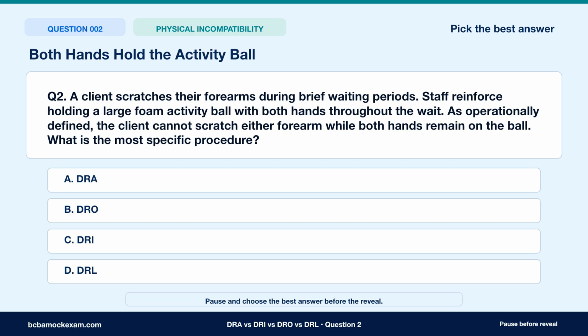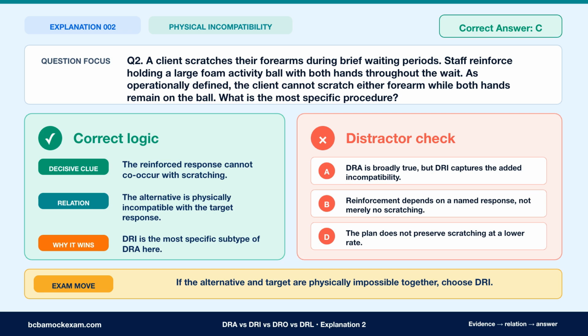Question 2. A client scratches their forearms during brief waiting periods. Staff reinforce holding a large foam activity ball with both hands throughout the wait. As operationally defined, the client cannot scratch either forearm while both hands remain on the ball. What is the most specific procedure? The choices are A. DRA, B. DRO, C. DRI, D. DRL. Compare the two operationally defined responses. Pause and choose.